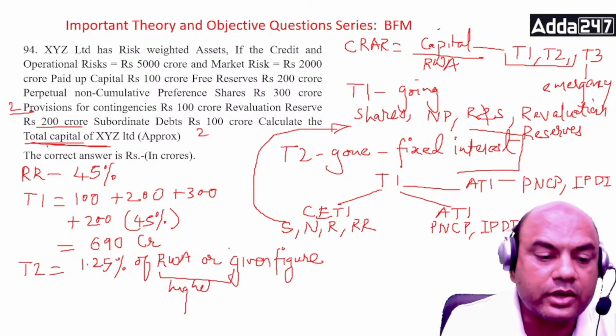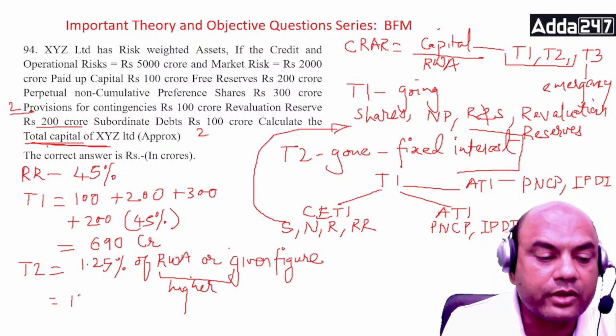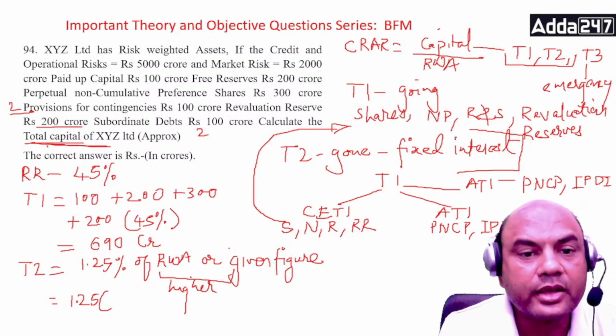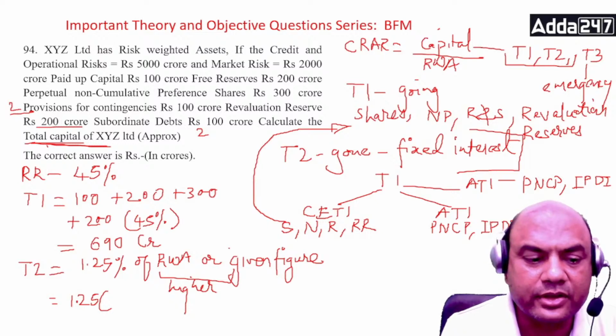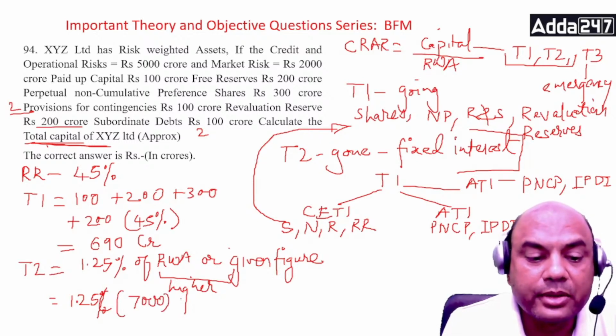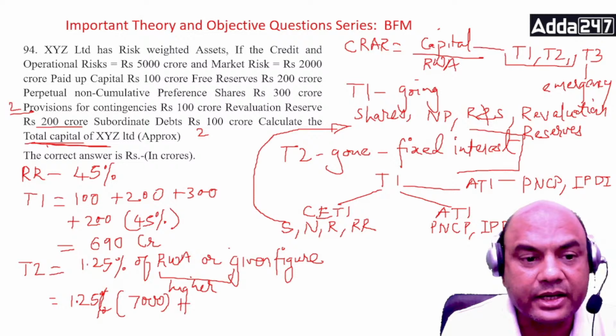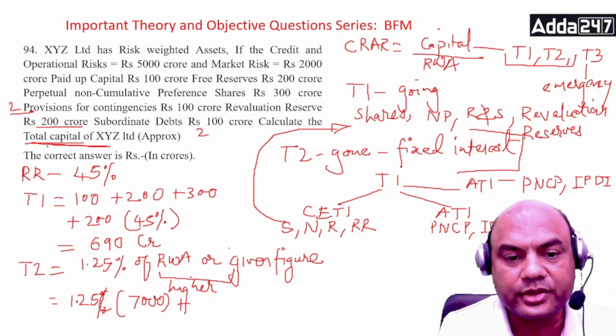So now go on calculating. What is the answer? 1.25% of what is RWA now? 1.25% risk weighted asset. It's already given over here. See this, RWA for credit and ops together is 5000 and market risk is 2000. So combine them now. 5 plus 2, 7, so 7000. 1.25% of 7000, so find it. Plus, second is provision for contingencies 100 crores.